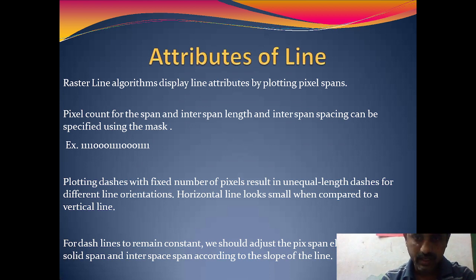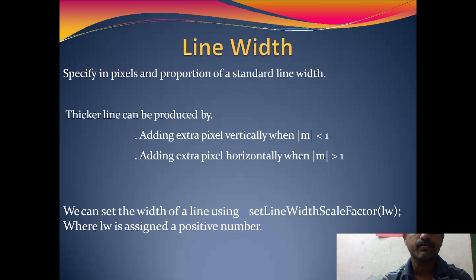Plotting dashes with a fixed number of pixels results in unequal length dashes for different line orientations. A horizontal line looks shorter compared to a vertical line. So for dashed lines to remain constant in length, we should adjust the pixel count for the solid span and interspan according to the slope of the line. Specify the pixel count in proportion to the standard width. Thicker lines can be produced by adding extra pixels vertically when m is less than 1, and adding extra pixels horizontally when m is greater than 1.